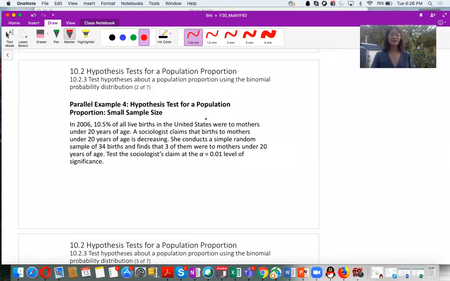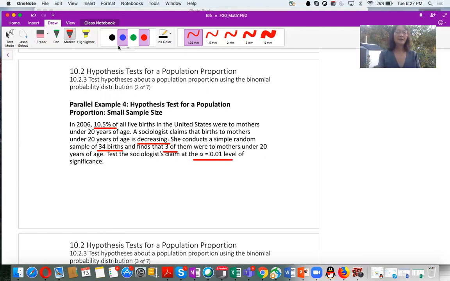This is another example. In 2006, 10.5% of all live births in the United States were to mothers under 20 years of age. A sociologist claims that births to mothers under 20 years of age are decreasing. She conducts a simple random sample of 34 births and finds that 3 of them were to mothers under 20 years old. Test the sociologist's claim at the 0.01 level of significance.